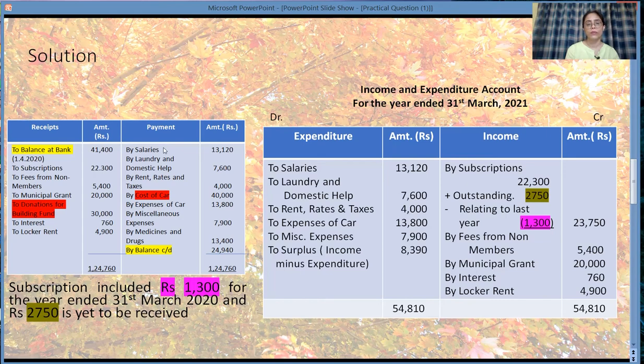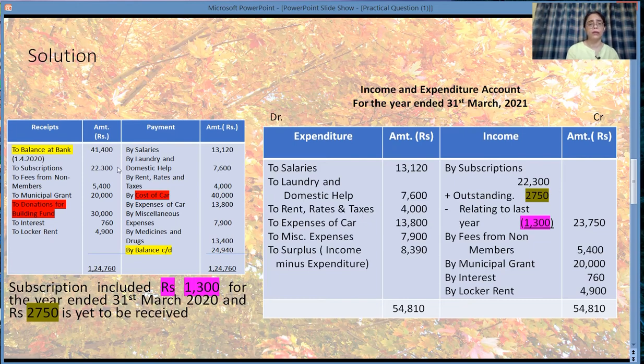The first item is salary, so salary of 13,200 has been posted. Next we have laundry and domestic help, that is also to be included. These are recurring expenditures, 7,600. Next item that we have is rent and taxes, 4,000. Next we have expenses in the car, which are recurring, 13,800, that is to be included. Miscellaneous expenditure, that is 7,900, that is also to be included.